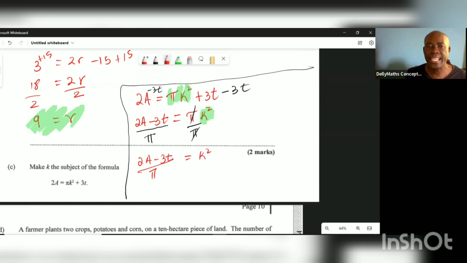But definitely I need k, not k squared. So I'm going to have to take the square root of the right side, which means I'm going to have to square root the left side as well. So a square and a square root will cancel. So I could write the final answer here. 2a minus 3t over pi, the square root of that is equal to k. So right there, that is my k right there.